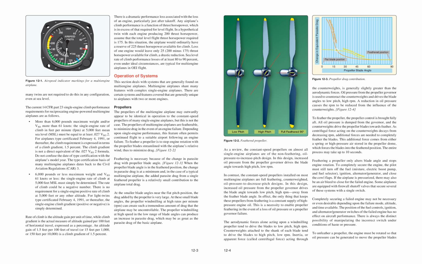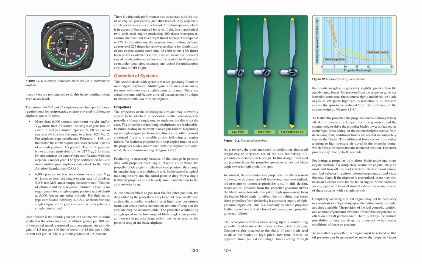Rate of climb is the altitude gain per unit of time, while climb gradient is the actual measure of altitude gain per 100 feet of horizontal travel, expressed as a percentage. An altitude gain of 1.5 feet per 100 feet of travel, or 15 feet per 1,000, or 150 feet per 10,000, is a climb gradient of 1.5%.